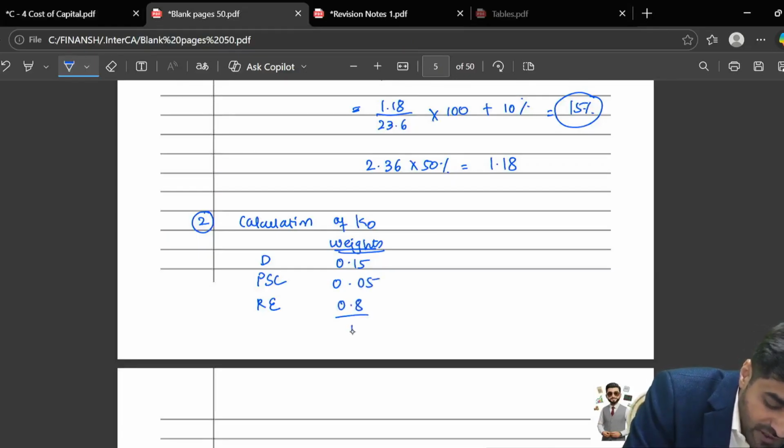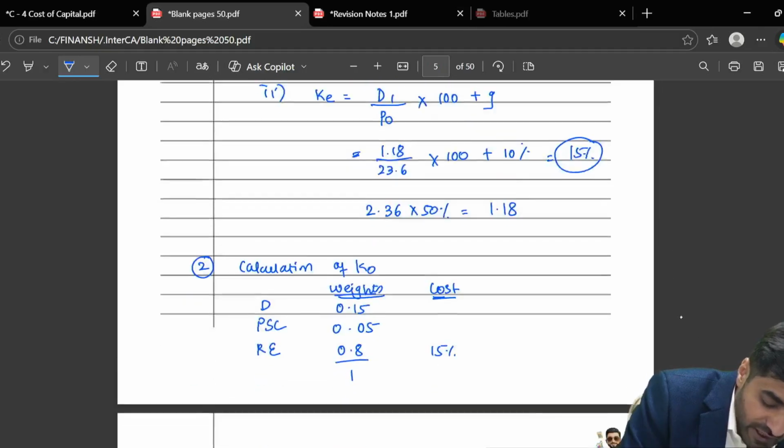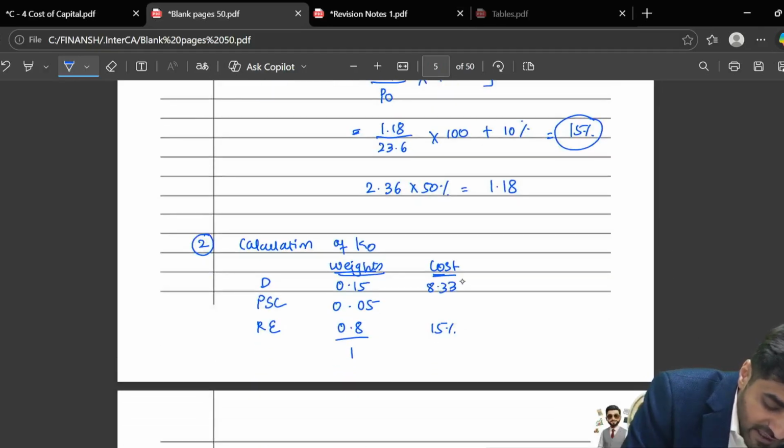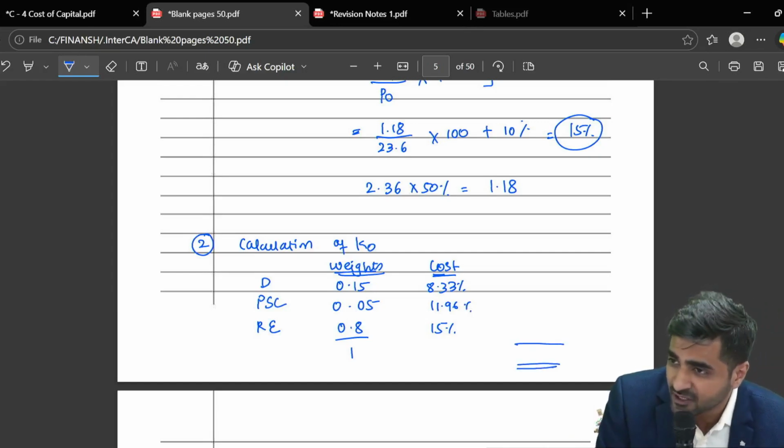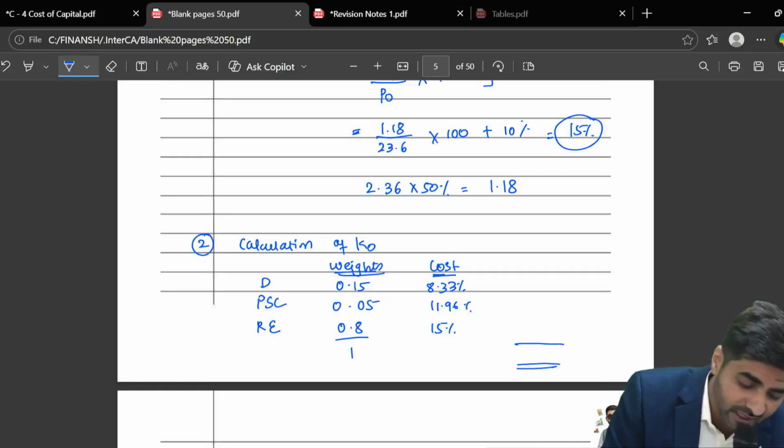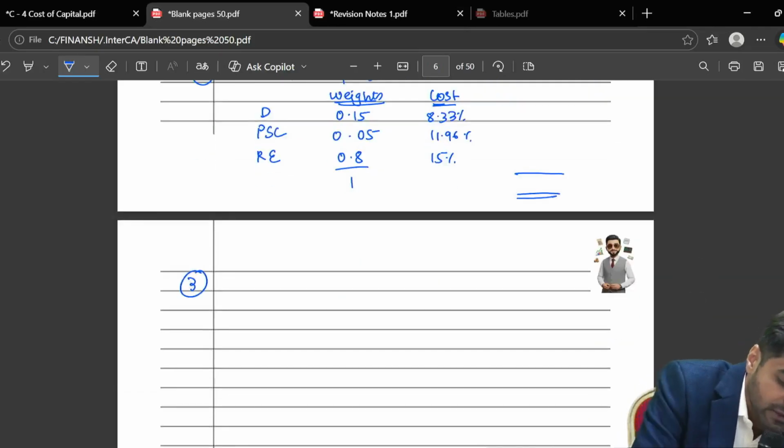And now on the basis of this, what's my cost? My cost, as I told you, for retained earning is 15%. This is 8.33 and this is 11.96. Will I be getting my final answer? That is Q. Yes or no? Yes, sir. Any doubts? Okay. Next, third part. What is the third part of the question?